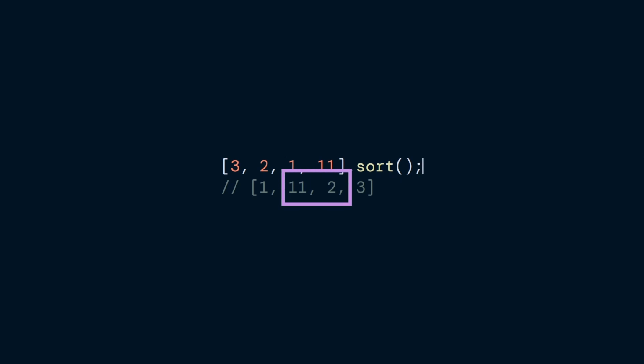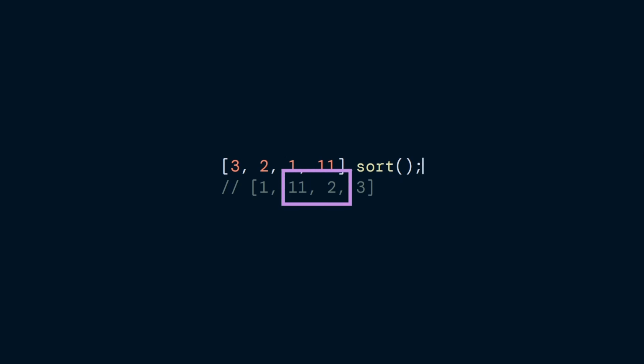So let's say we want to sort an array in JavaScript. We can use a built-in sort method like so. And in this case we get a correct result. But watch what happens if we add just one more number. Now we're getting something that doesn't make sense. How is it possible? How could 11 be less than 2?